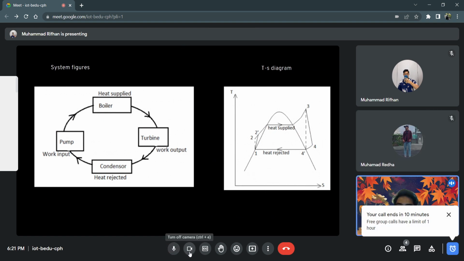And for the system figure of this Rankine cycle, this is our system figure, which has the boiler where the heat is supplied, and then goes to the turbine where the work output is produced, and then the condenser where the heat is rejected, or heat out, Q out, and then the pump where the work input is.